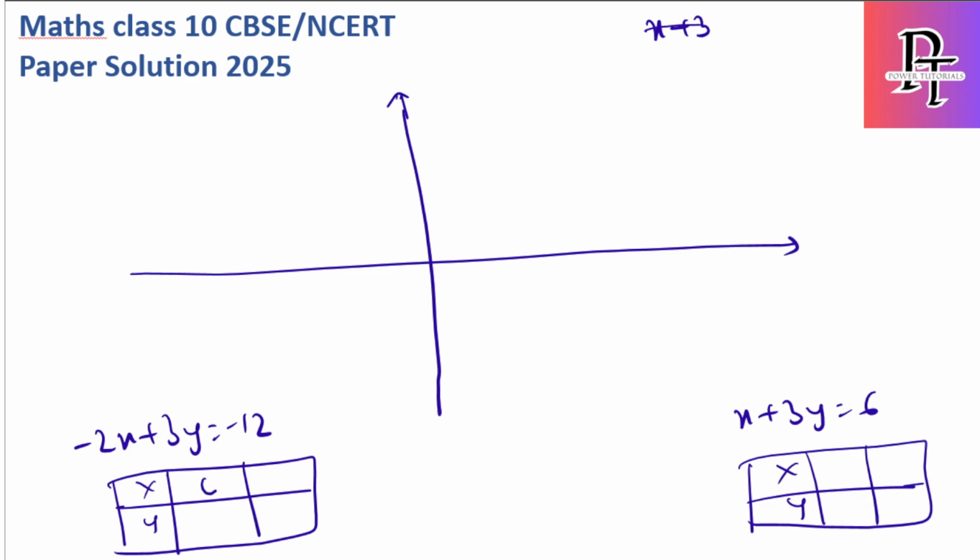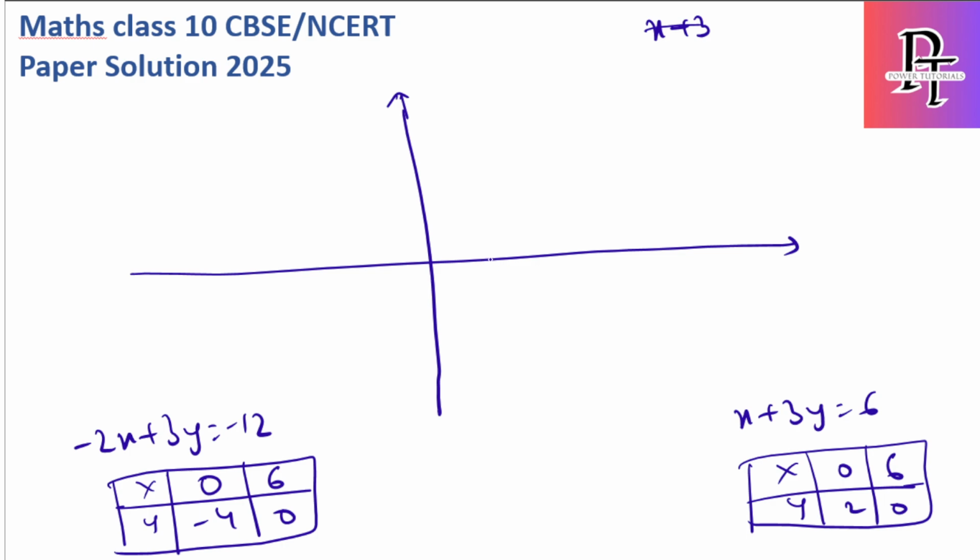Keep x as 0, get the y value. If x is 0, y will be minus 4. If we keep y as 0, get the x value. With y as 0, x will be 6. Same way, for the first line, x as 0, y will be 2. With y as 0, x plus 0 is equal to 6, x is 6. So we have the points.